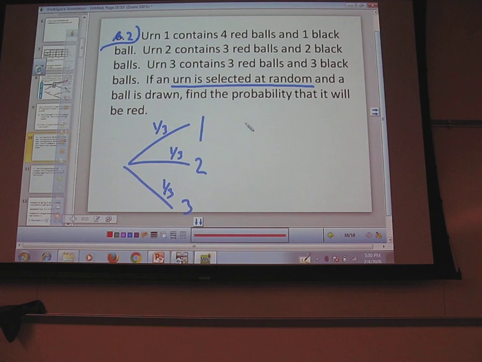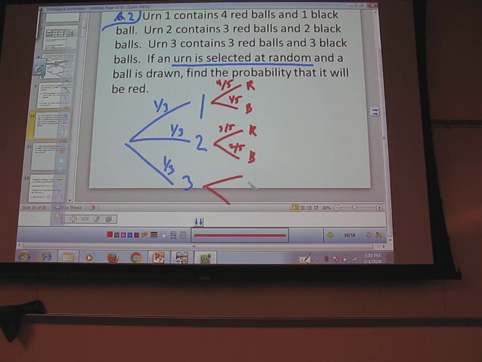Okay, so if I picked a red one, or if I picked earn 1, what can I pick? Red or black? What's the probability I pick a red one? It's like 4 out of 5, and black is 1 out of 5. If I picked earn 2, it could go, again, red or black. And you have 3 out of 5. 2 out of 5, perfect. If I picked earn 3, red or black, 3 out of 6. 3 out of 6, perfect.